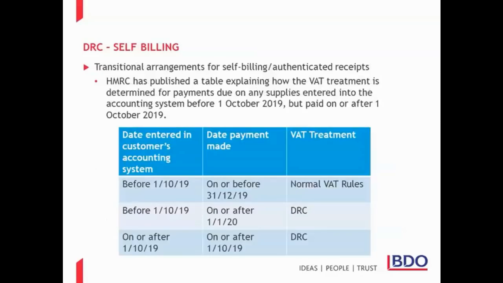For self-billing and authenticated receipts, HMRC have published transitional arrangements along with a table explaining how the VAT treatment is determined for payments due on any supplies entered into the accounting system before the 1st of October 2019, but paid on or after the 1st of October 2019. Businesses that enter into these agreements should refer to the Revenue and Customs guidance and ensure they're familiar with it.